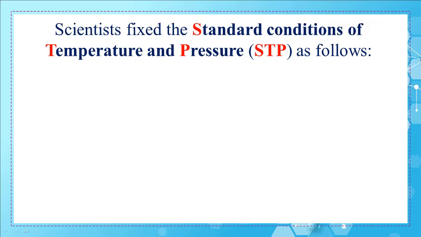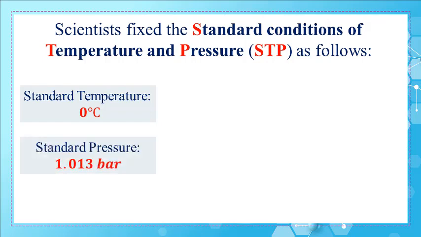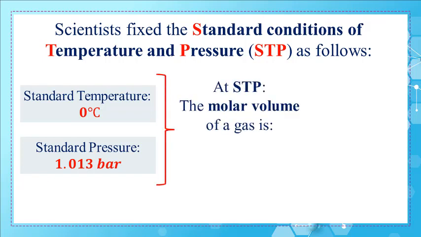Scientists fixed the standard conditions of temperature and pressure, STP, as follows. The standard temperature is 0 degrees Celsius. However, the standard pressure is 1.013 bars. At these conditions, the molar volume of a gas is 22.4 liters per mole.